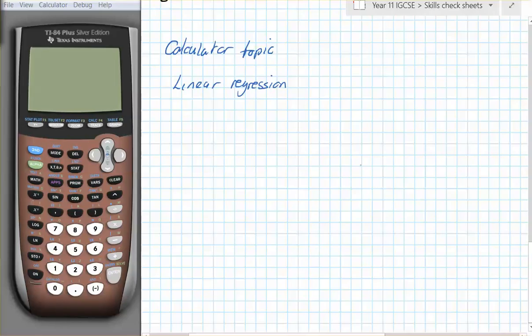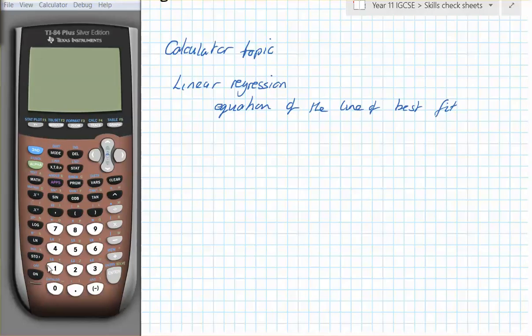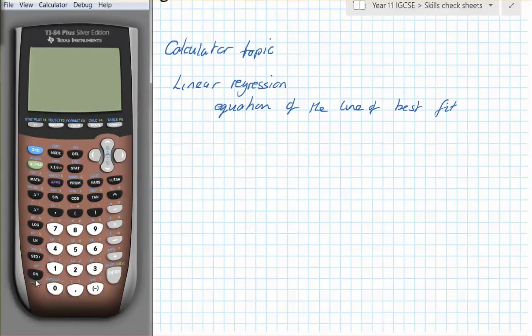Finding the line of best fit. Okay, so it's an equation of the line of best fit. Right. How do we feel about doing that? It is what we did the other day. So yeah, remind me, how do we do it? Calculator here. Okay. How do you do it?